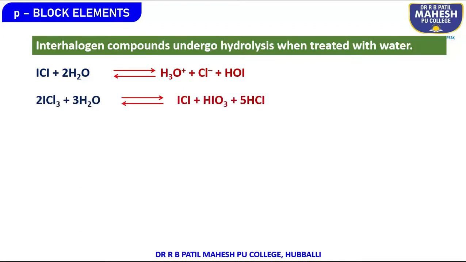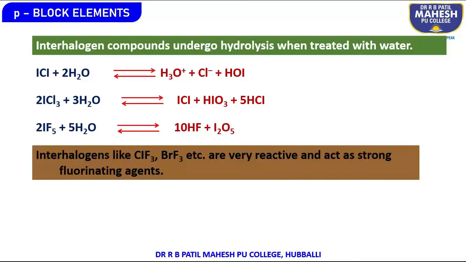When ICl3 undergoes hydrolysis, it forms ICl, iodic acid and hydrochloric acid as products. When IF5 undergoes hydrolysis, it forms hydrogen fluoride and I2O5 as products. Interhalogens like ClF3, BrF3, etc. are very reactive and act as strong fluorinating agents.